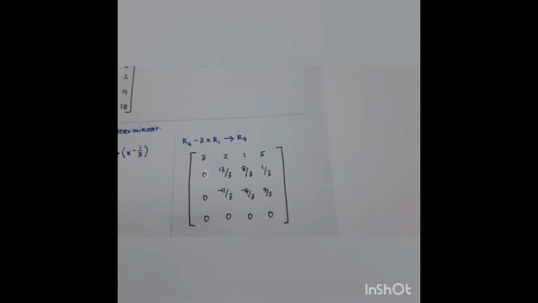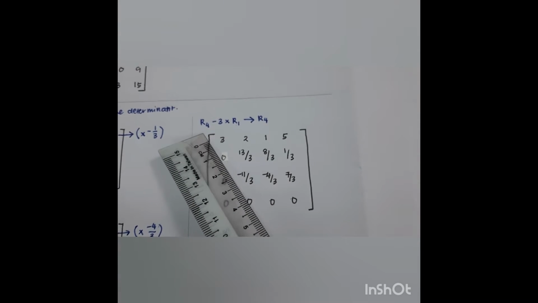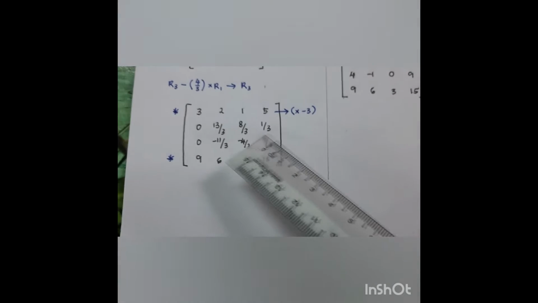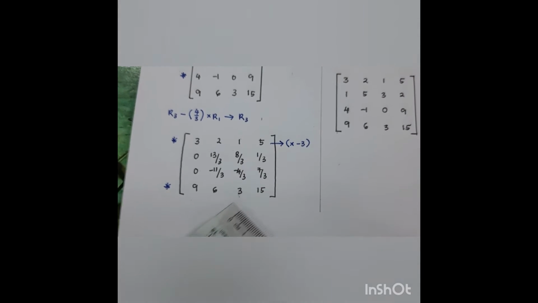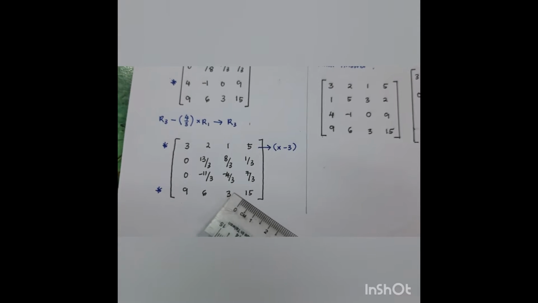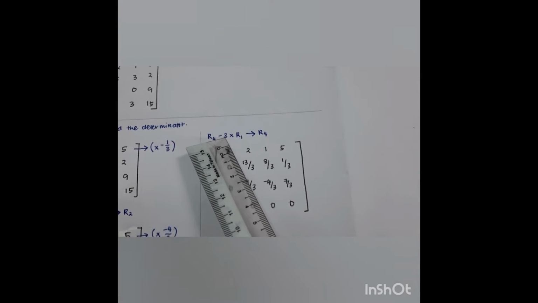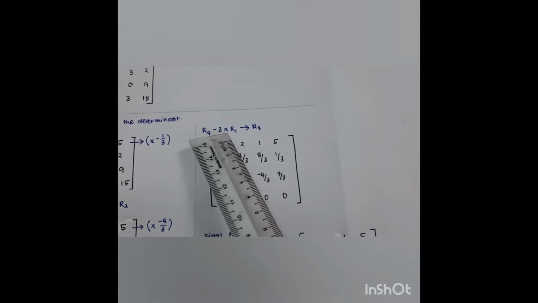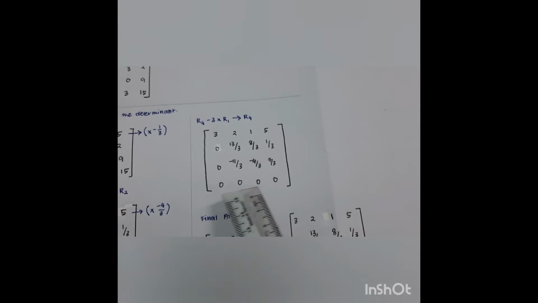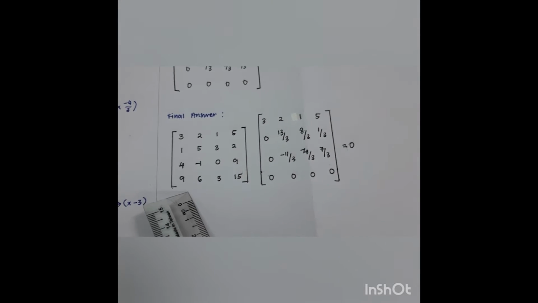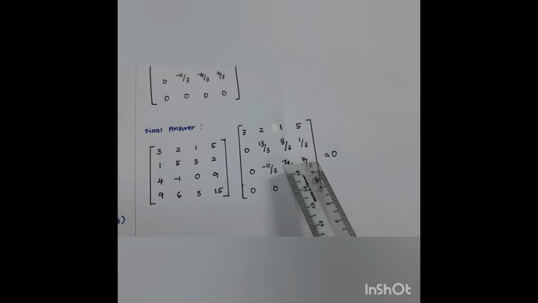Next step, we take the first row times -3 and include the fourth row. So the fourth row minus 3 times the first row, and then the answer we put in the fourth row. So the final answer we can get is 0.